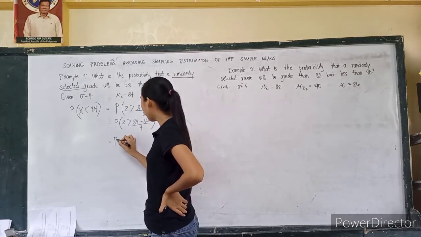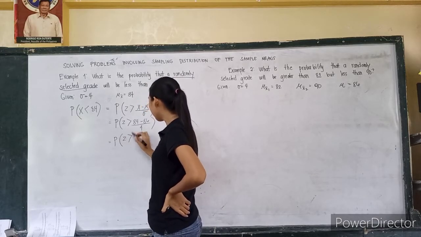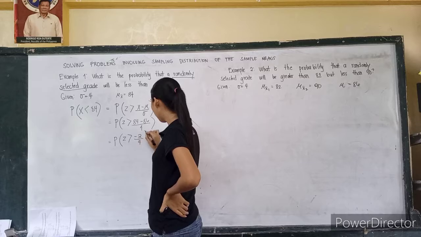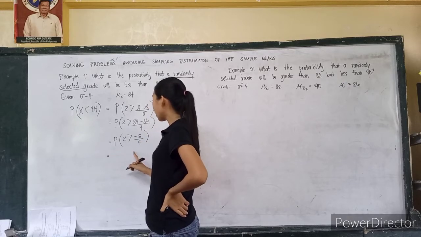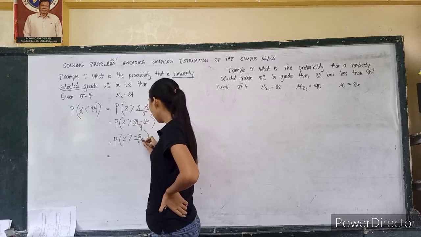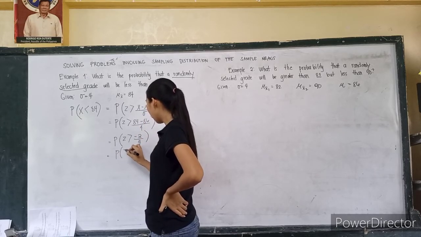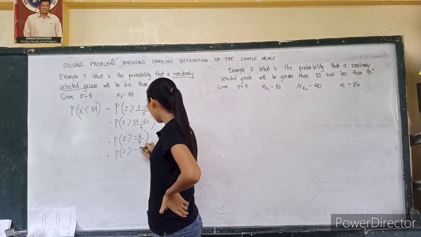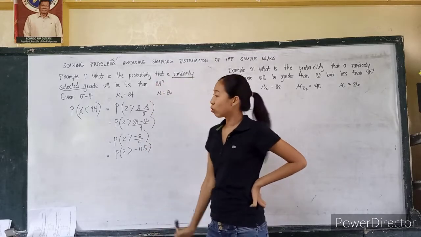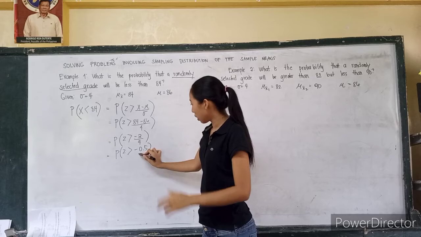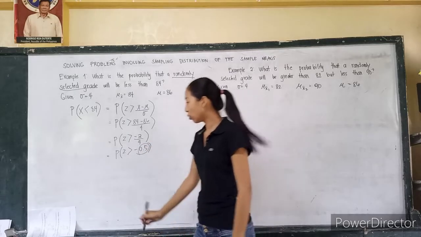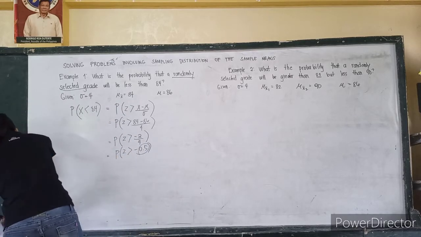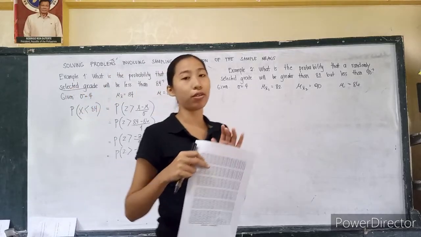After which it is going to be P of z is greater than 84 minus 86, that is going to be negative 2 over 4. Okay? After this, this is P of z is greater than negative 2 over 4, which is negative 0.5. Okay? So what do we do next? After we get this number, we will use the z table to find its equivalent value in the z table.